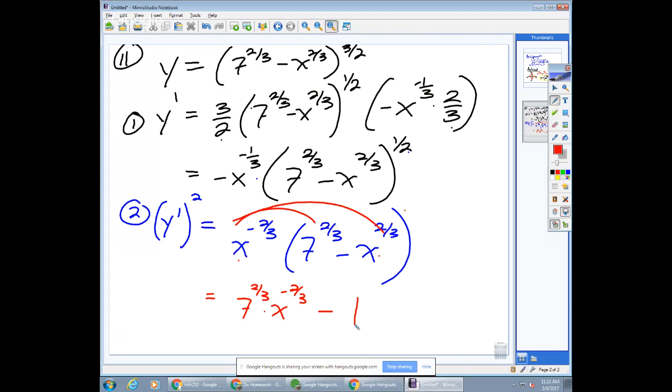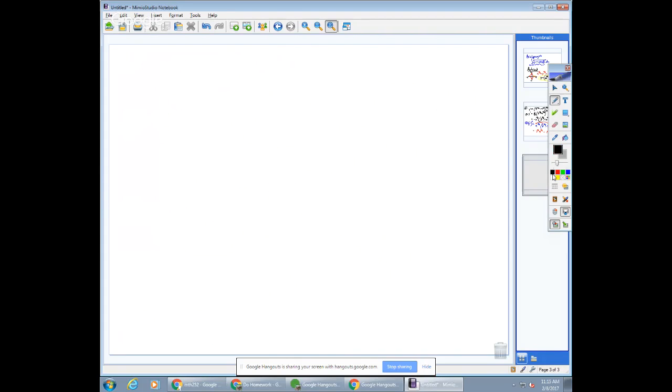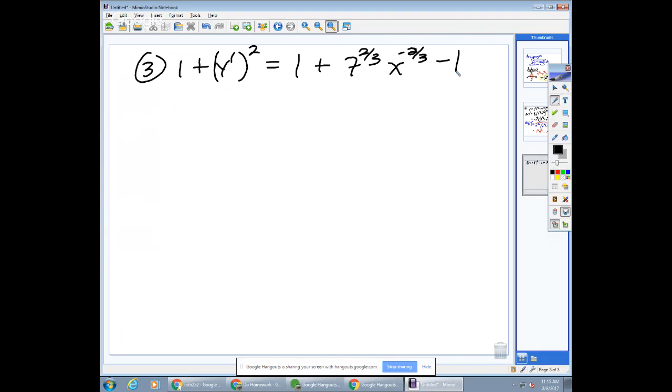Now, I'm really excited about that minus 1 because the next step is to add 1, right? So that's cool. So step 3, 1 plus y prime squared. That means I have 1 plus that 7 to the 2/3 times x to the negative 2/3 minus 1. So plus 1 minus 1 goes away. And this cleans up to be just 7 to the 2/3 times x to the negative 2/3. And I'm ready to take the square root of that.